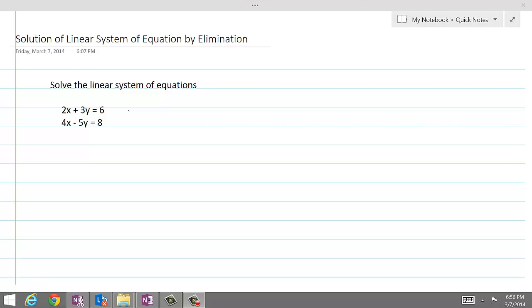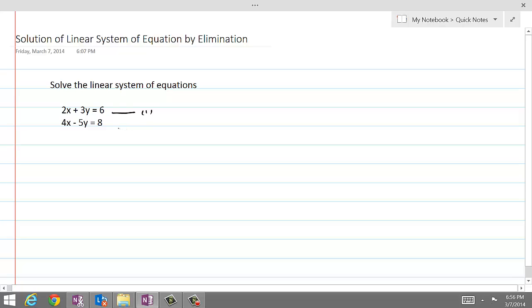Solution of linear system of equations by elimination method. Here we are given a system of linear equations in two variables and two equations. We will use elimination strategy to solve this system of equations. Let's get started and name the equation 1 as equation 1 and equation 2 as equation number 2.